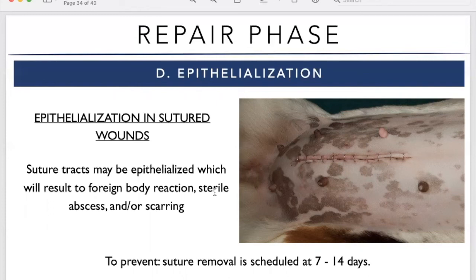So this is why we remove sutures, especially the non-absorbable sutures, which will stay there for quite a while. Okay, and this is scheduled at 7 to 14 days, right? Because usually epithelialization would happen right after that. Okay, so we have to remove those to let epithelialization occur ng mas maayos, mas mabilis.